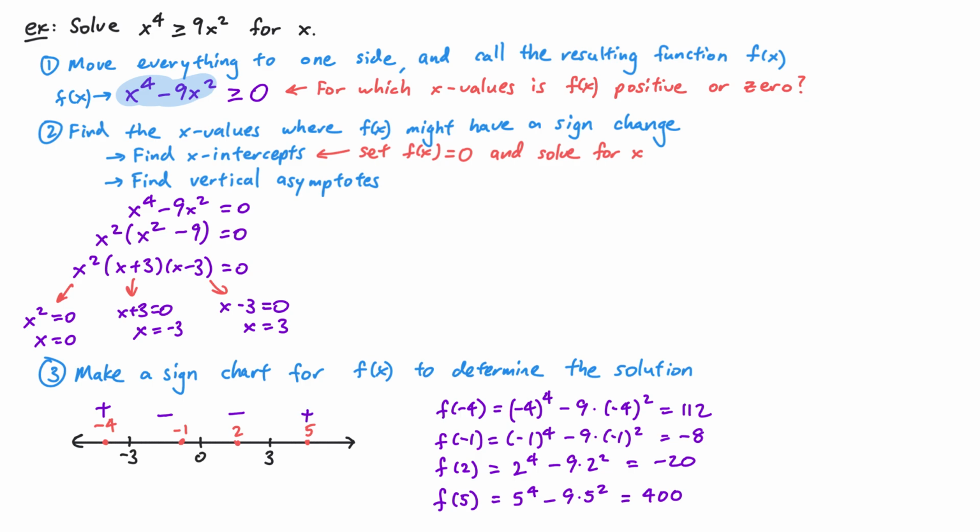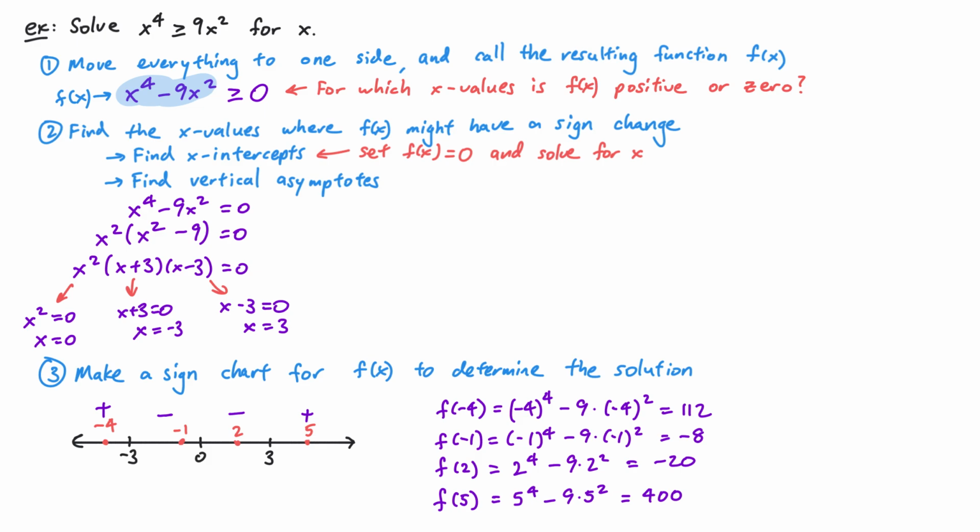Now that we've completed our sign chart, we know what the sign of our function is at every x value. When our x value is less than negative 3, our function is positive. At x equals negative 3, our function is equal to 0 since it's one of our x-intercepts. Between negative 3 and 0, our function is negative. At 0, our function is 0. For x values between 0 and 3, our function is going to be negative there. At x equals 3, our function is 0. And then lastly, for x values greater than 3, our function is going to be positive.